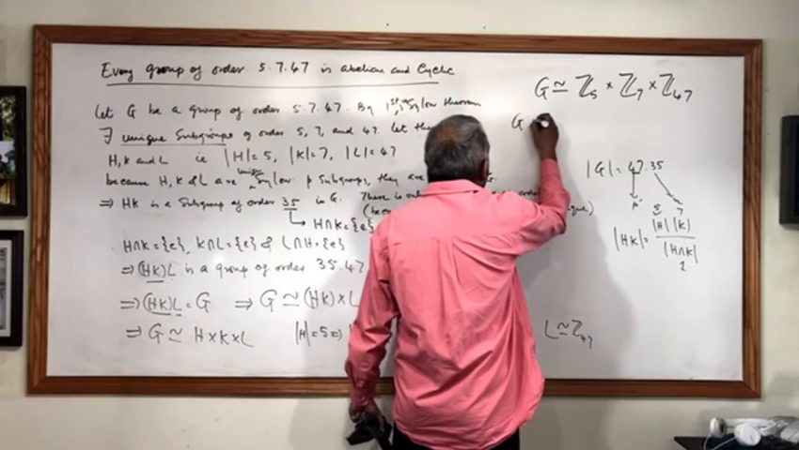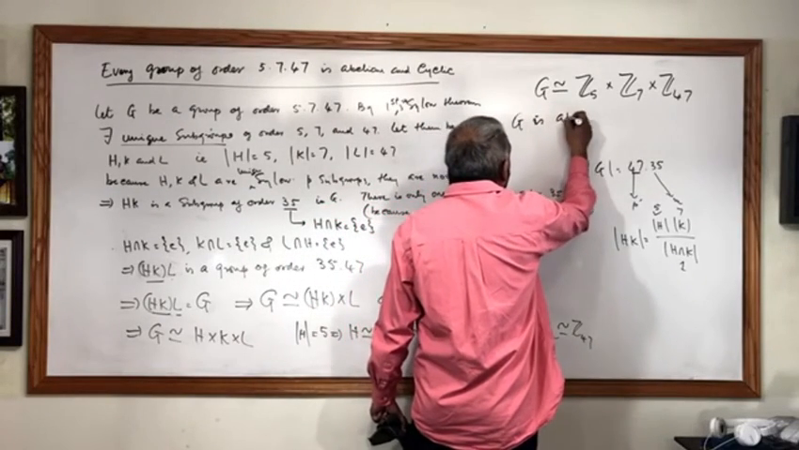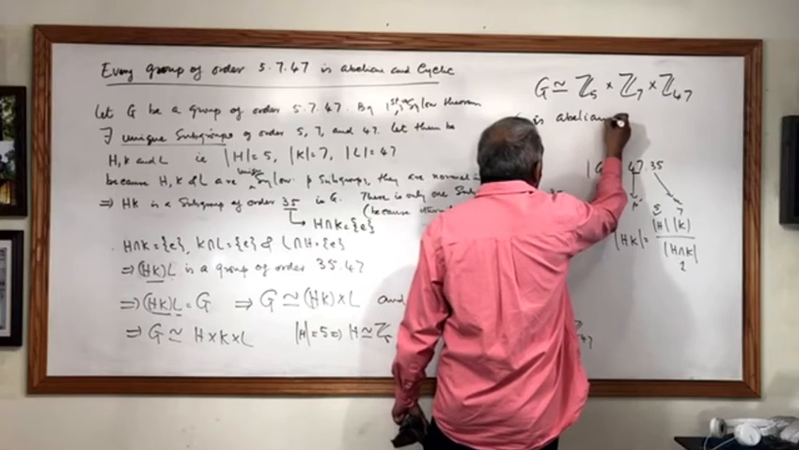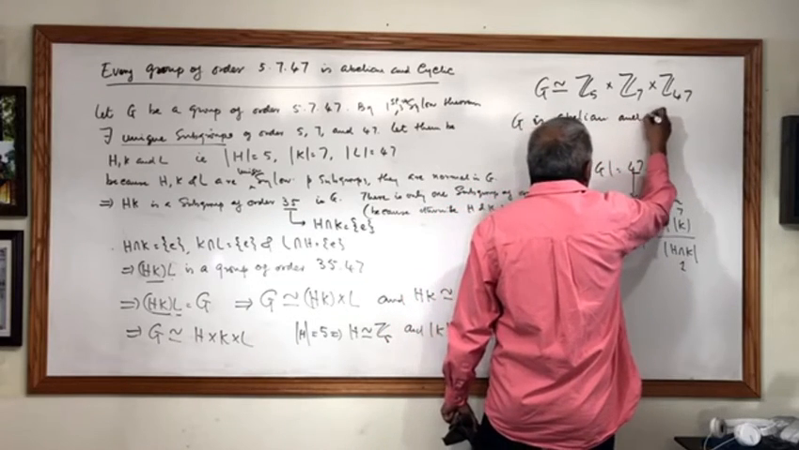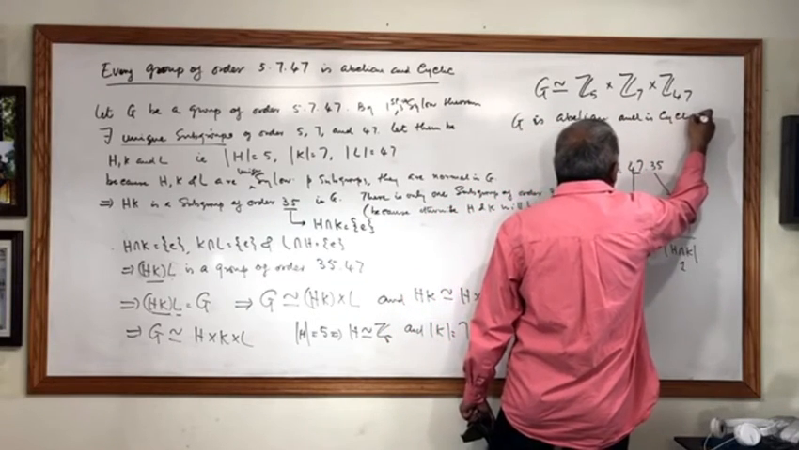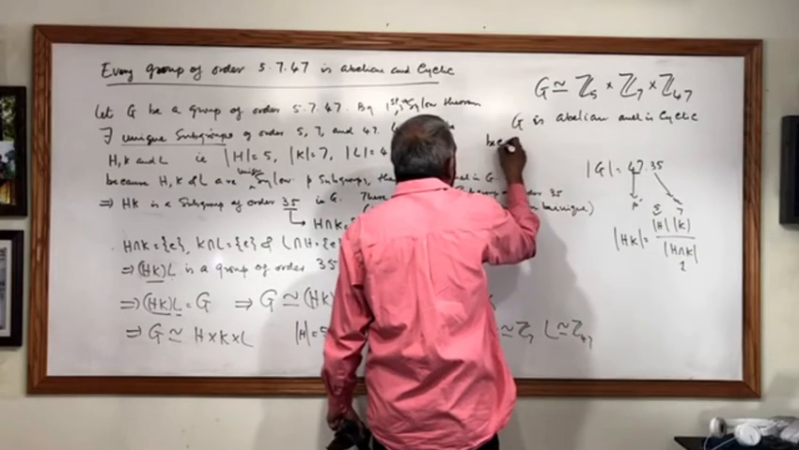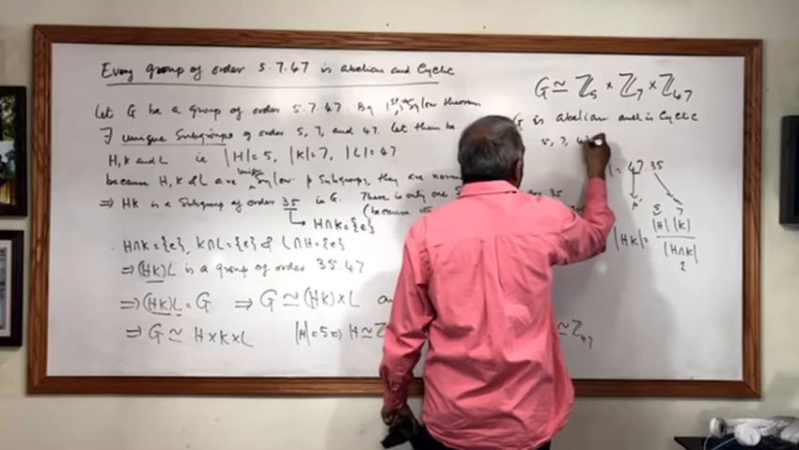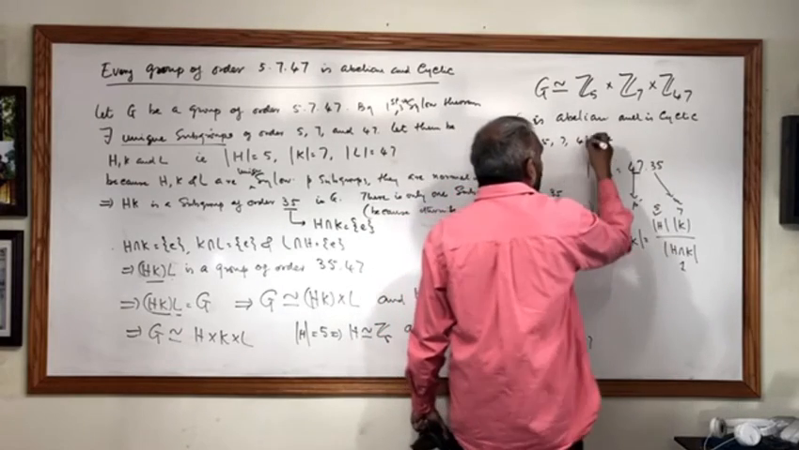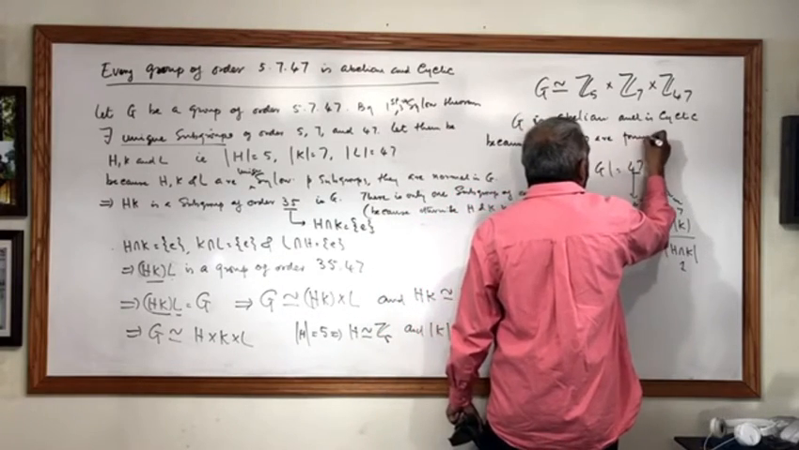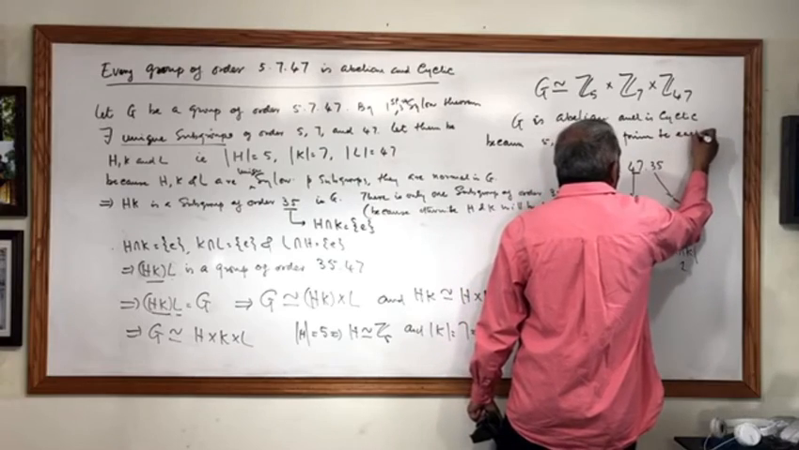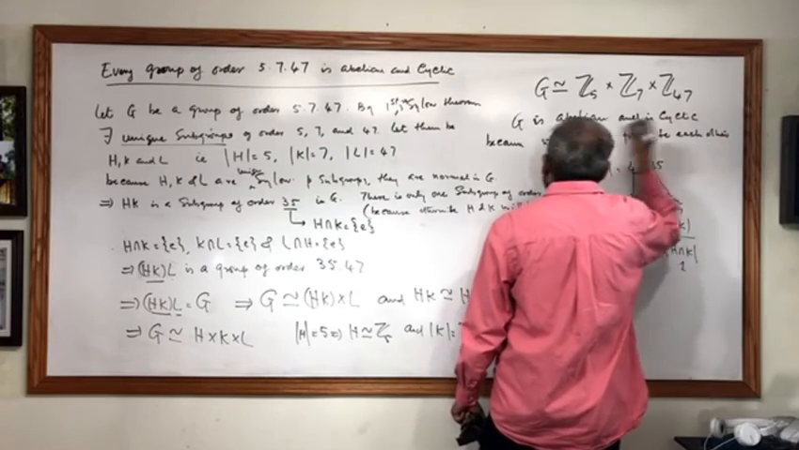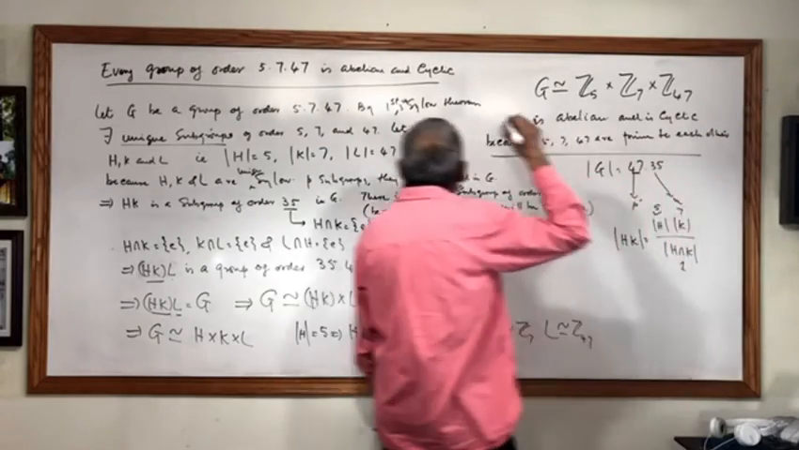G is then abelian definitely, and is cyclic because 5, 7 and 47 are prime to each other. And that's what we want to prove.